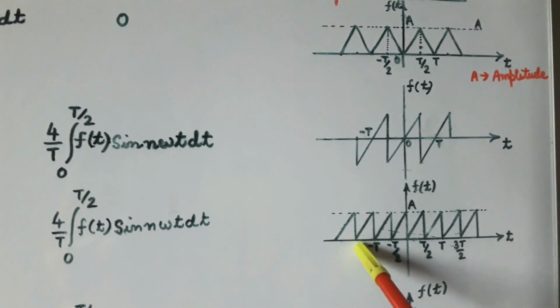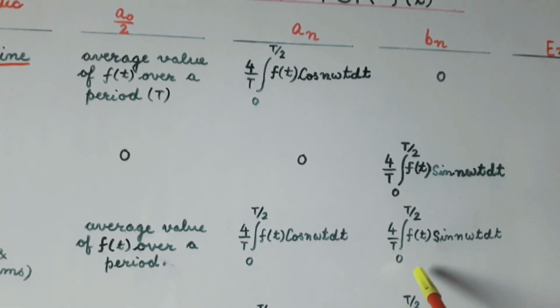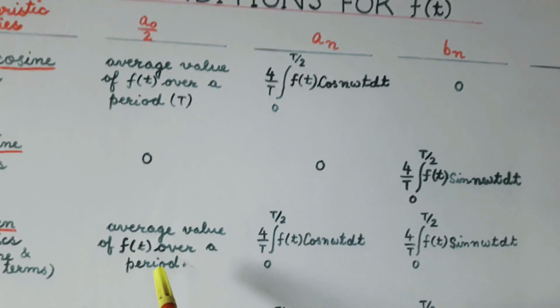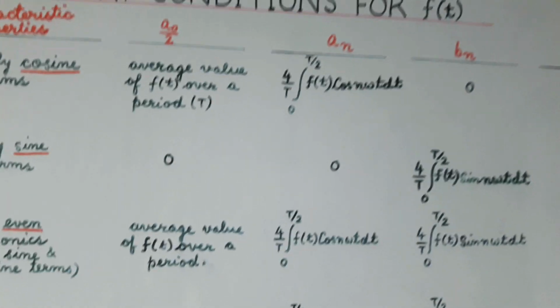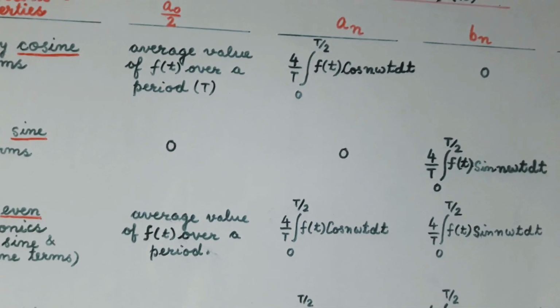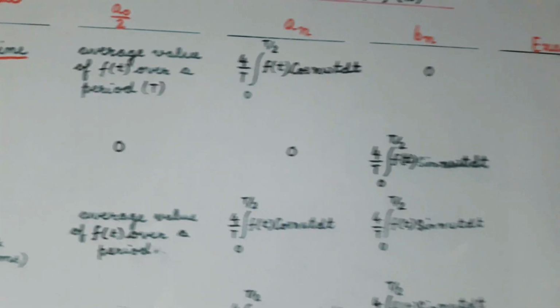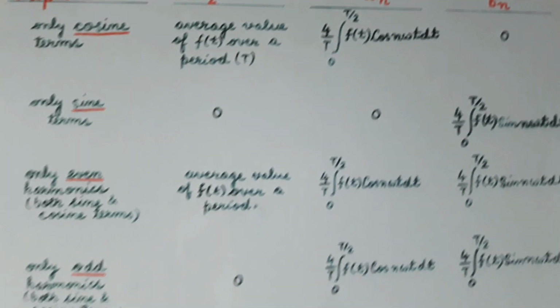So in this case we will have to find out the value of all the three coefficients using these three formulas, and by substituting all these three values in the given expression for Fourier series, we can find out the Fourier series for such type of function.